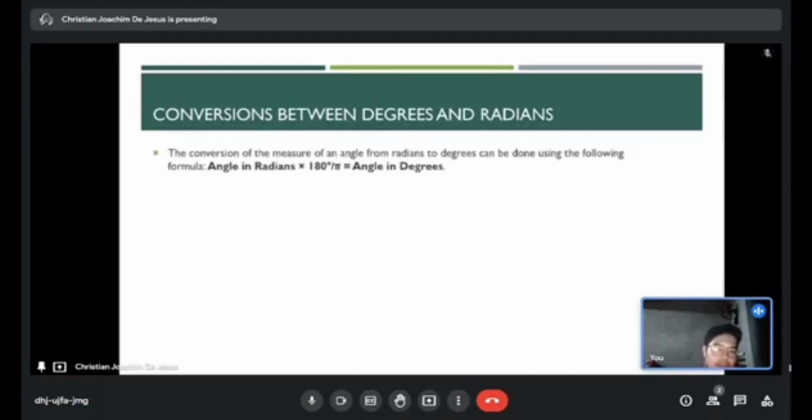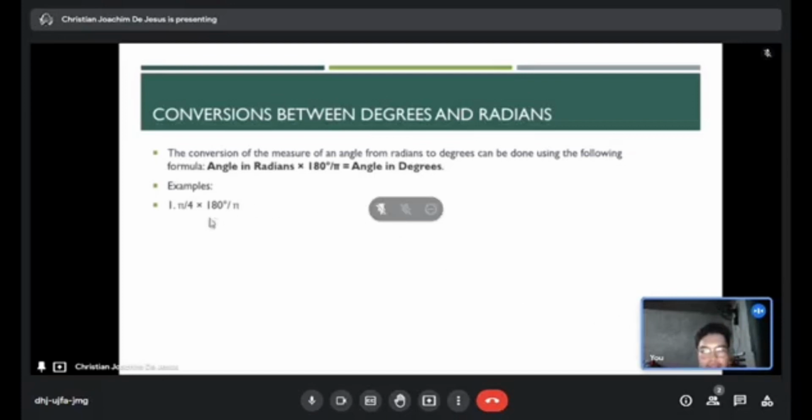The conversion of the measure of an angle from radians to degrees can be done using the following formula. Angle in radians times 180 degrees over pi is equal to angle in degrees. Here are some examples. Number 1. Pi over 4 times 180 degrees over pi. So cancel the pi, and 180 divided by 4 is equal to 45 degrees.